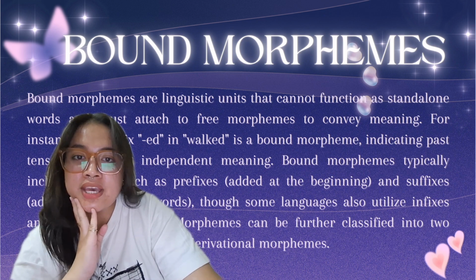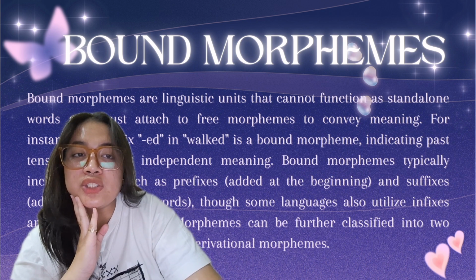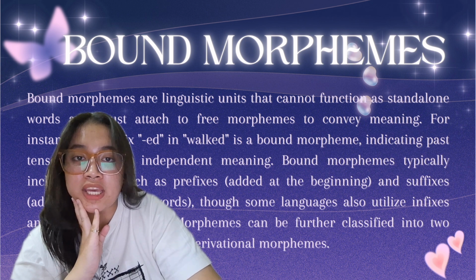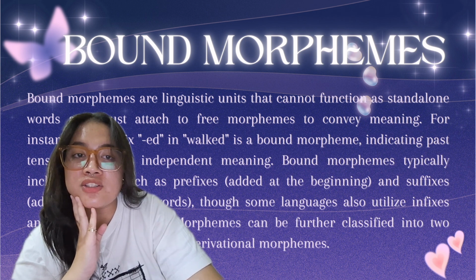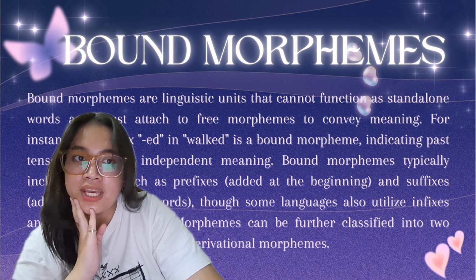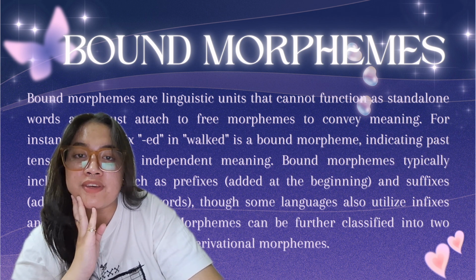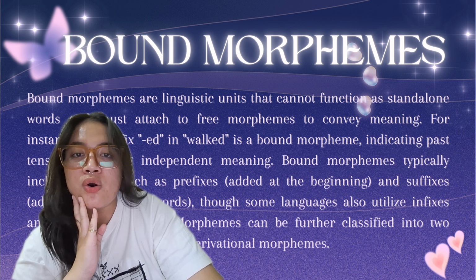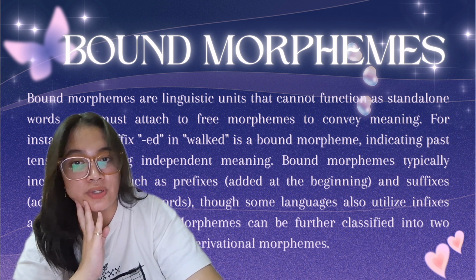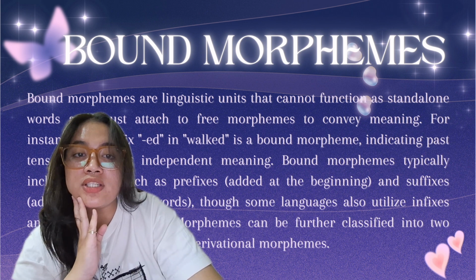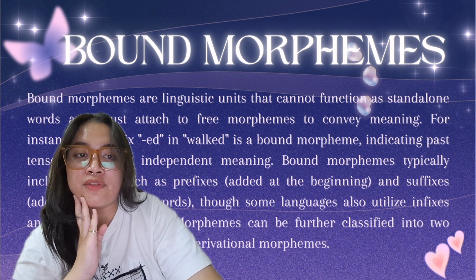Bound morphemes cannot stand alone as independent words. They need to attach to free morphemes to create meaning. For example, the suffix ed in walked is a bound morpheme. It changes the tense but has no meaning if used alone. Bound morphemes are typically affixes, such as prefixes appearing at the beginning of words and suffixes at the end of words, though some languages also use infixes and circumfixes.